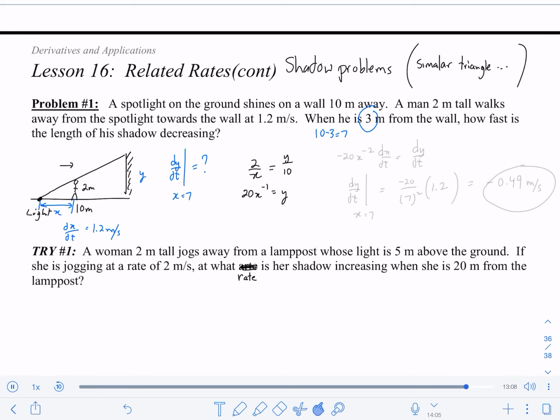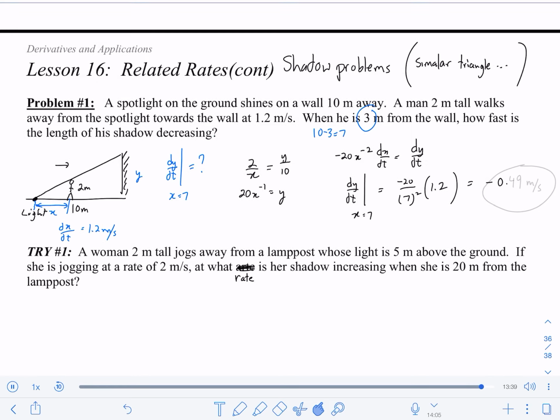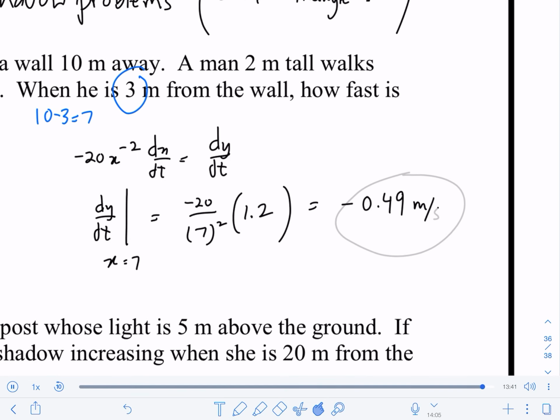The next step is to differentiate both sides with respect to time. So negative 20x to the negative 2 dx/dt is equal to dy/dt. And we're supposed to find dy/dt when x equals 7. So we'll plug that in, negative 20 over 7 squared, and dx/dt has been given to us as 1.2 meters per second. And so if I plug that all into my calculator, I get negative 0.49 meters per second.